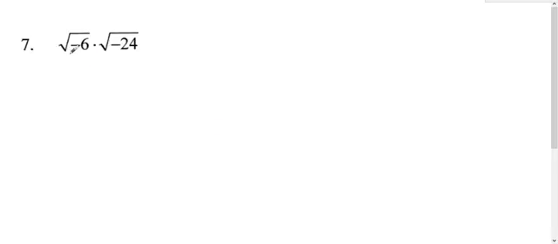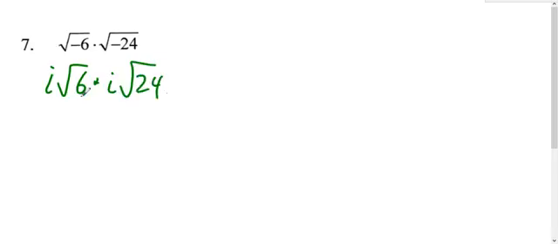We have the square root of -6 and the square root of -24. Since they both have negatives inside the square root, you first need to change those to be imaginary. So this is i times the square root of 6. This would be i times the square root of 24.